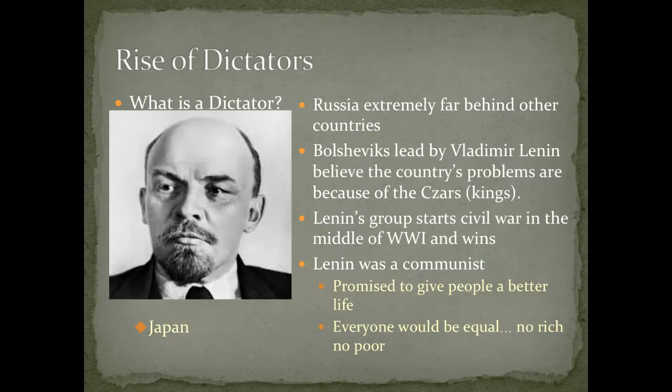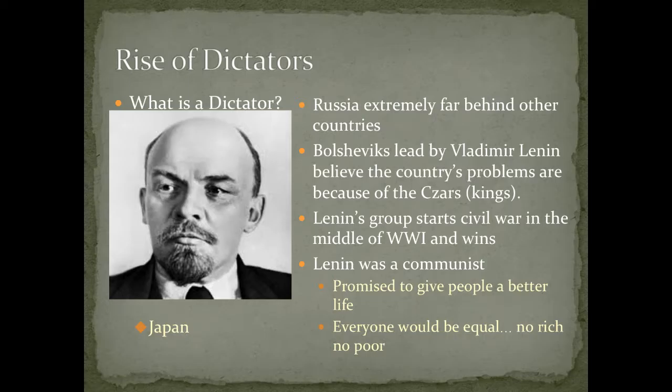Well, the problem was Lenin was a communist. And as we talked about in the Roaring Twenties unit, communism was not a good thing to us in the United States. But to the people, Lenin promised to give them a better life. He promised to bring them into the fold. He promised to make their lives better than they could possibly imagine. He promised that everybody would be equal. There would be no more rich nobility lording over the poor and stealing everything from them. Everybody would be equal. Everybody got a car.